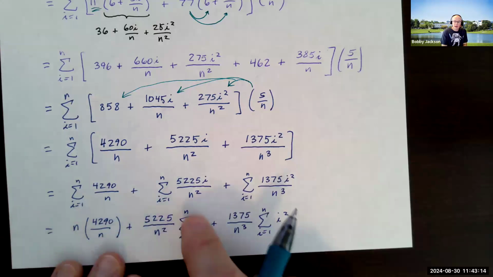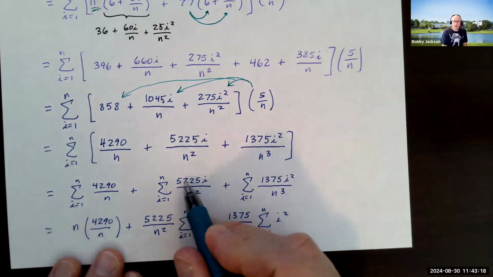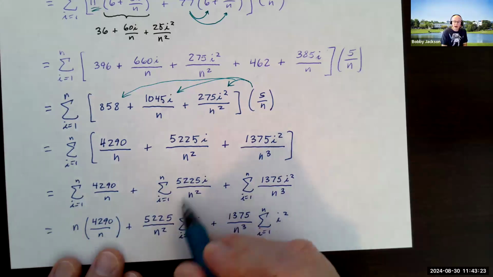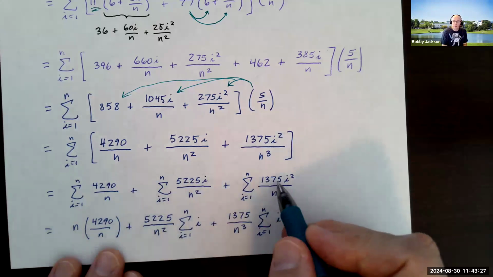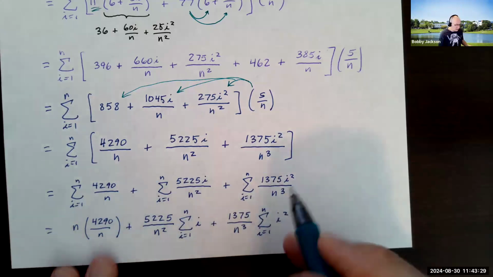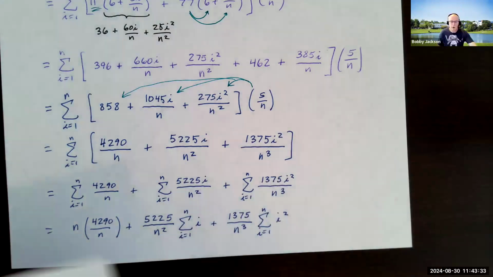Here, I'm just going to use the constant multiple properties: the constant multiple of 5,225 over n squared, I'm going to factor that out, leaving just the i. And here I'll factor out the 1375 over n cubed, leaving the i squared. Okay, it's a long problem. We go to page 2.